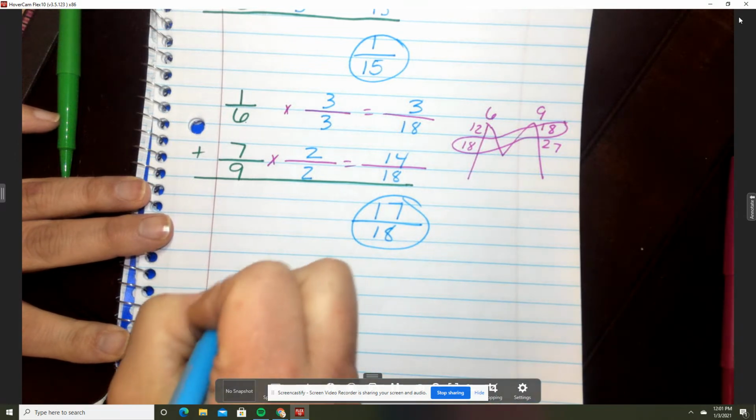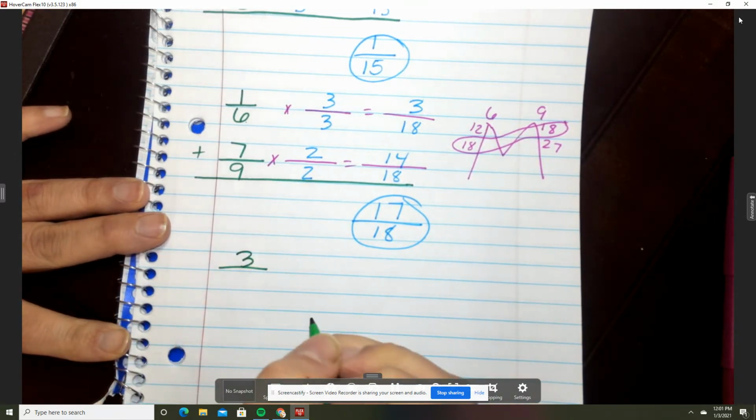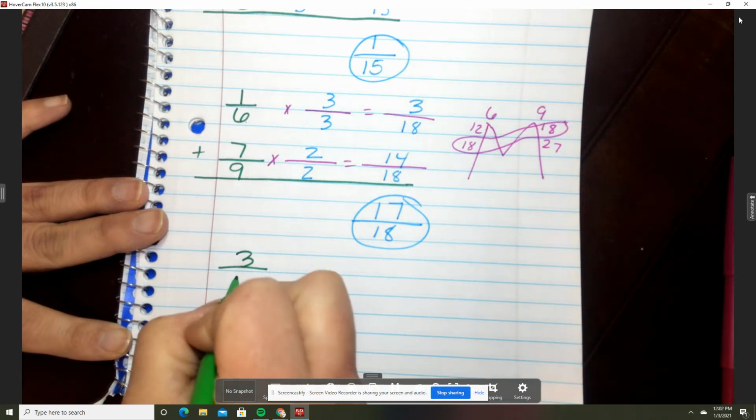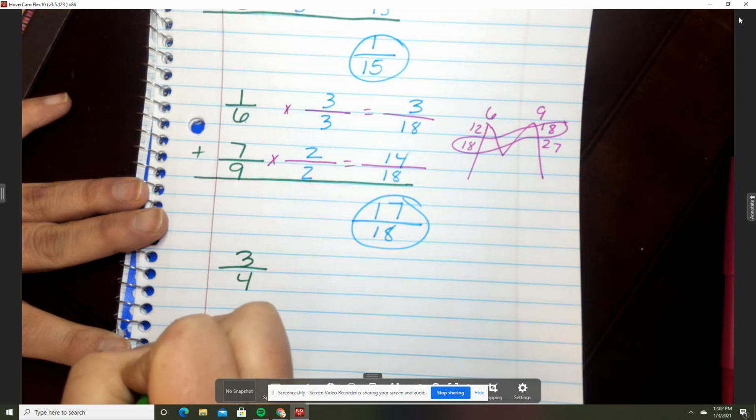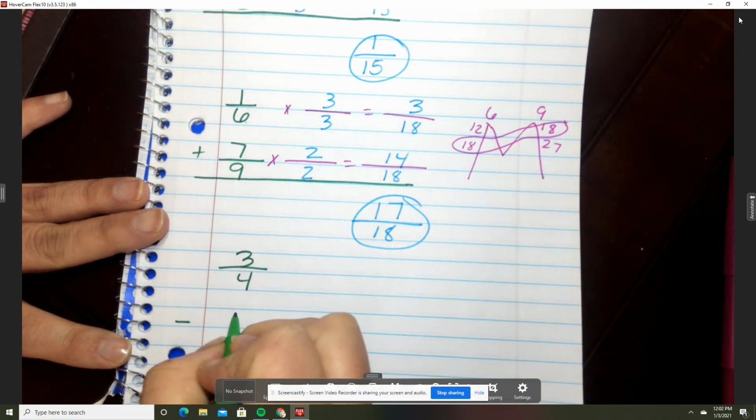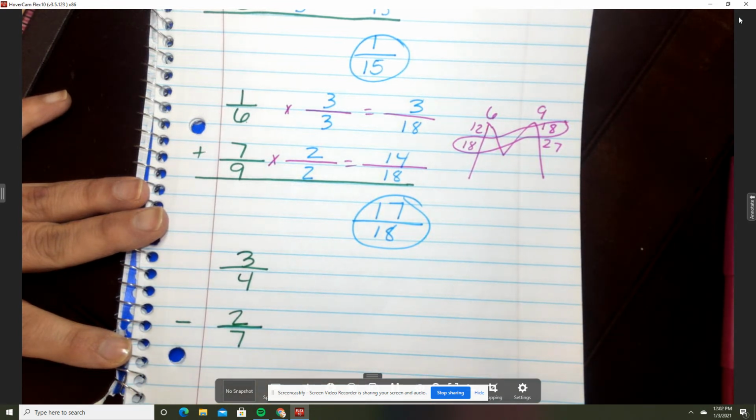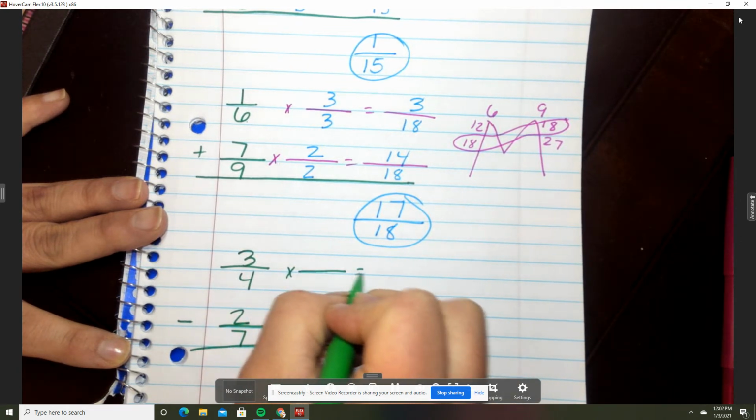All right. Let's see. I'm trying to find one. Those had common. No, I don't want to do common. So let's do 3/4 minus 2/7. Yep. All right. I'm going to set up my problem here.